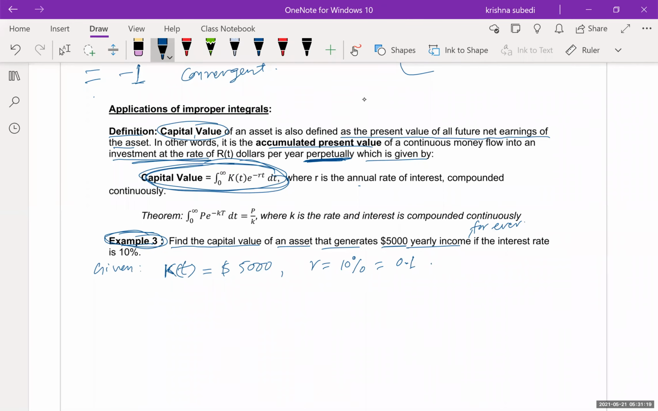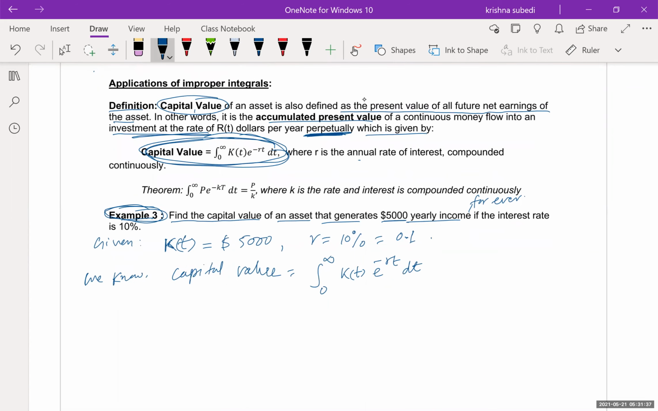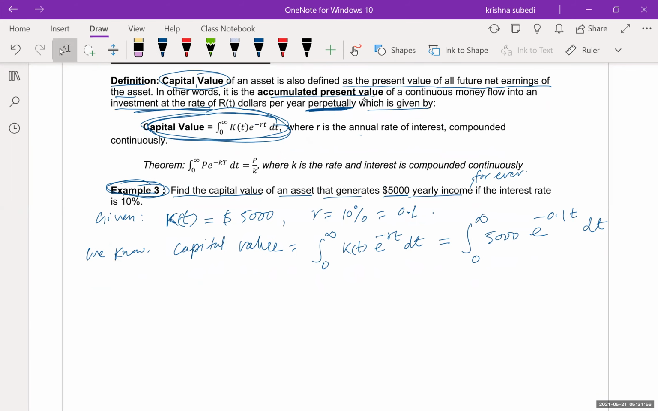And we know the formula. Capital value equals the integral from 0 to infinity of K of t times e to the negative R t dt. So that's the formula for capital value. So this is 0 to infinity, K of t is given as 5,000, e to the negative R t, where R is 0.1, dt. That's it. And we already know how to evaluate this integral, okay?